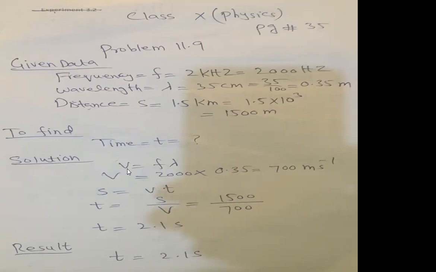First of all, I will use the formula V is equal to f lambda and find V from here, because V is not given to me. To find T, we need velocity or speed. So I'll just put the values. Frequency is given to me as 2000, and lambda is given as 0.35. If you multiply 2000 by 0.35, you will get 700, and the unit of speed is meter per second.